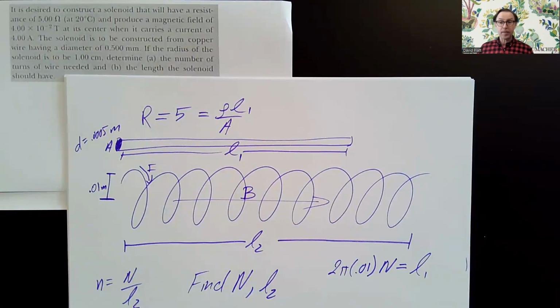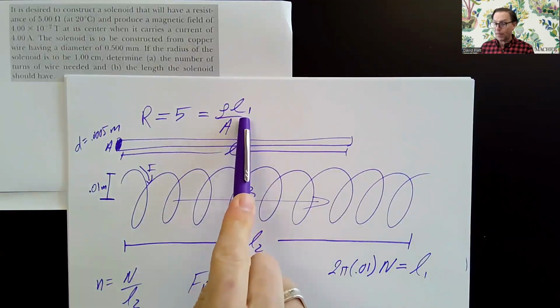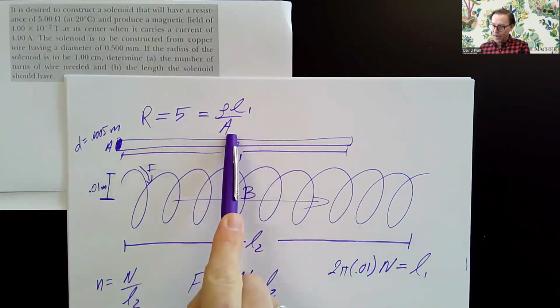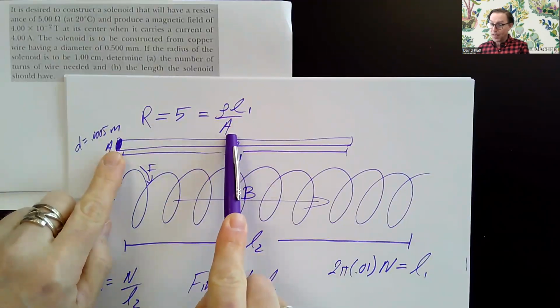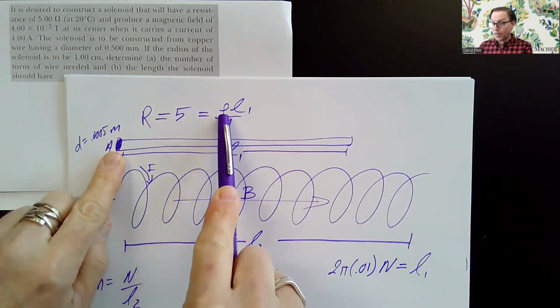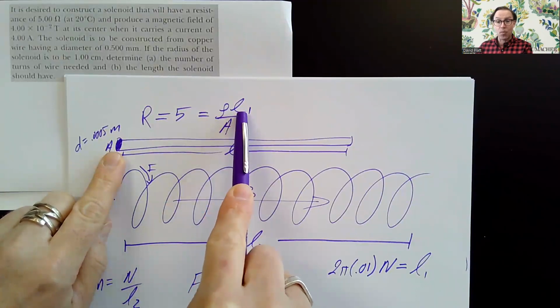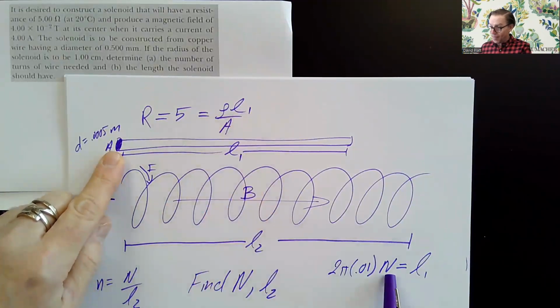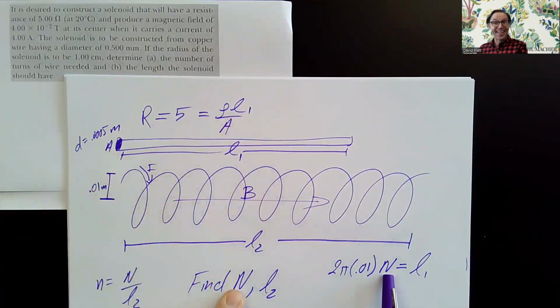Based on what we're given, I think it would be pretty easy to find L1. We know 5. We can find A. It's pi r squared. We can look up the resistivity and therefore find L1. And once I know L1, then I know N, which is one of the answers. So how do you find rho, resistivity?